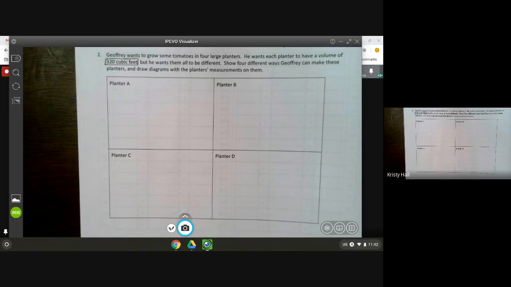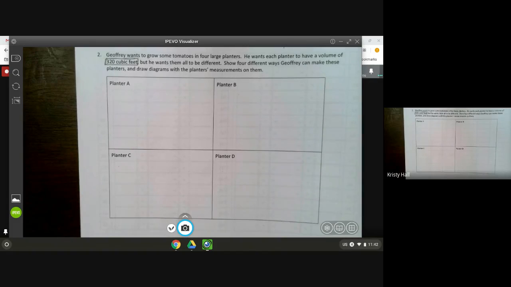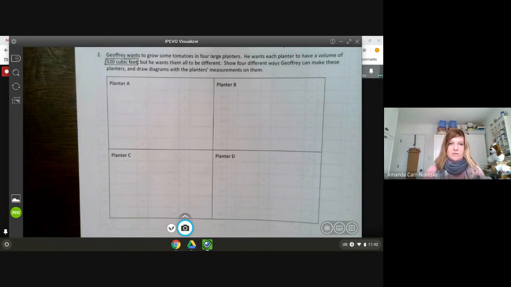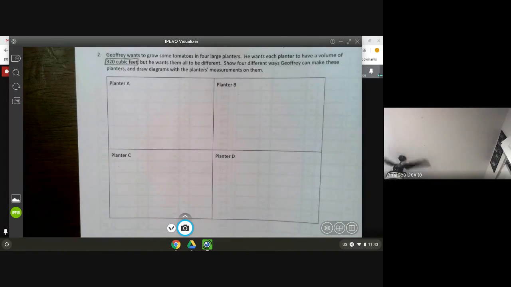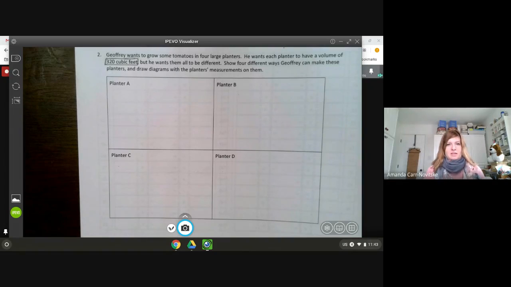So can anybody explain what this problem is asking us to do? What's our goal here? What do you think Jeffrey wants us to do? What is he asking us to do? Make 4 planters out of 320 cubic feet. Good job.